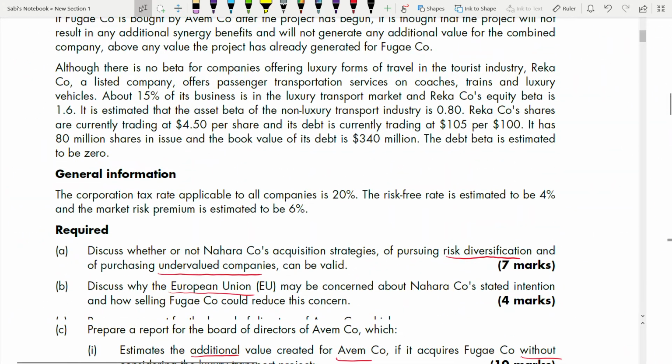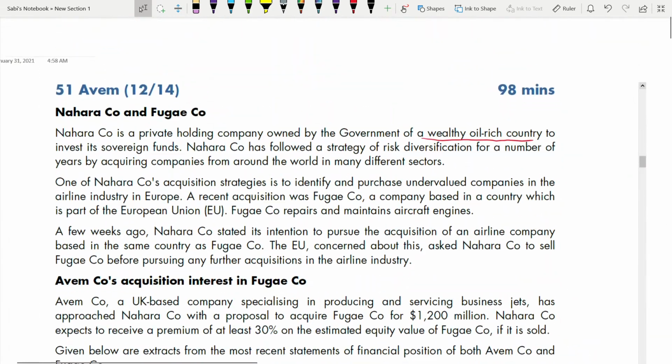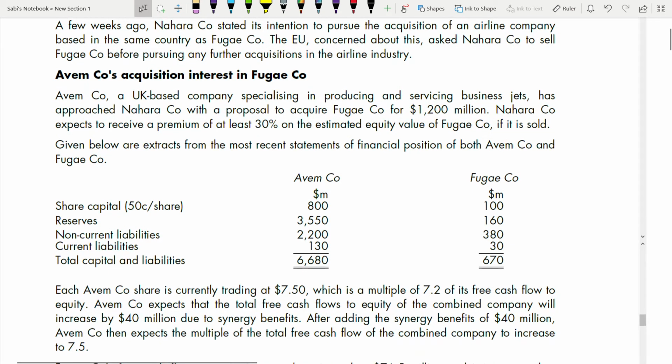Now, the first part we have read. Now coming to this part. So Avem company's acquisition interest in Fugoi. So Avem is the one who's acquiring Fugoi. Avem is a UK-based company specializing in producing and servicing business jets, and has approached Nahara with a proposal to acquire. So Fugoi has been acquired by Nahara before. Now Nahara has to sell it to Avem. Now Avem is the one who is buying Fugoi.